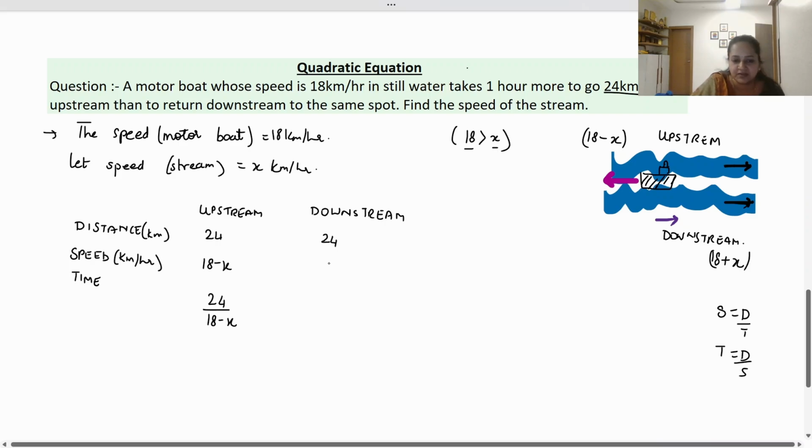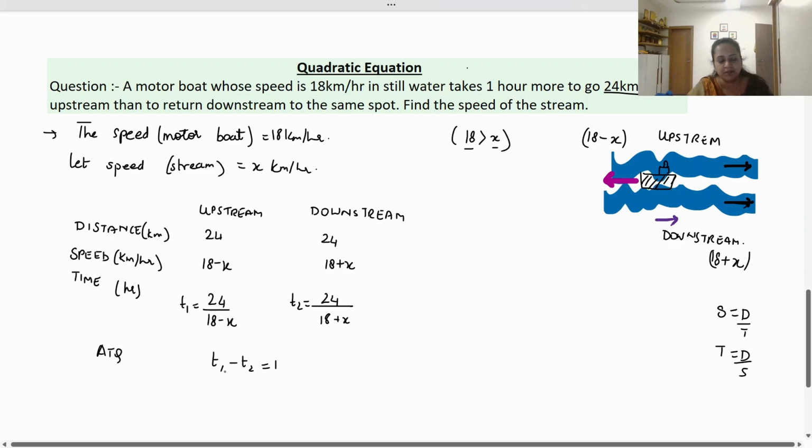Its resultant speed was 18 plus x kilometers per hour. And the total time taken again was distance upon speed. We know that the time taken to go upstream is 1 hour more than that of downstream. So, according to the condition, let me call the time taken upstream T1 and the time taken downstream T2. According to the question, the time difference is 1 hour.